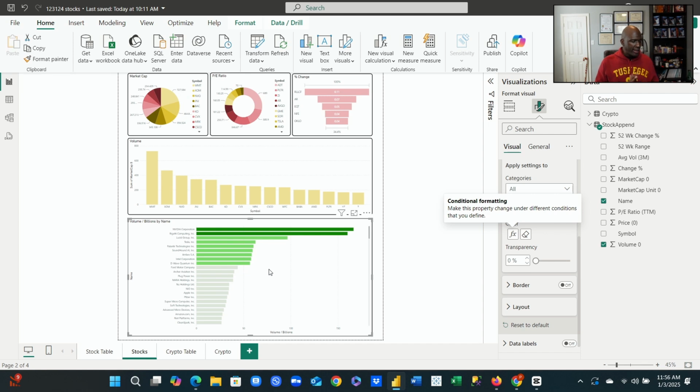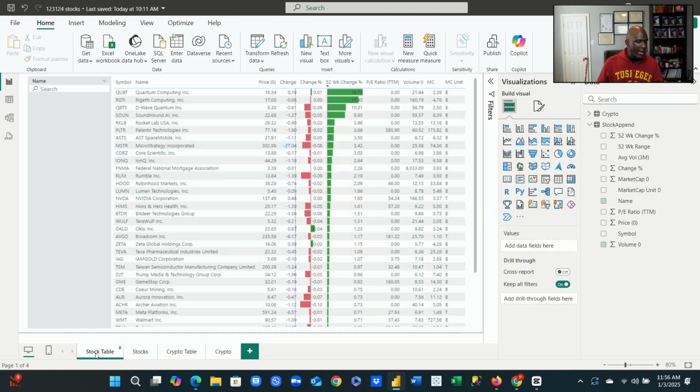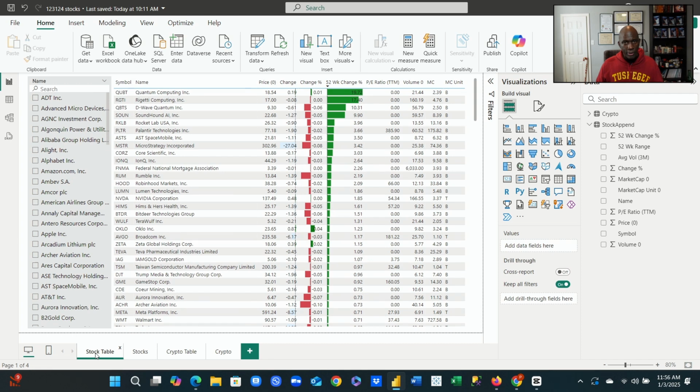So with that said, this is how you can utilize analyzing data, analyzing stocks, to build a Power BI report.